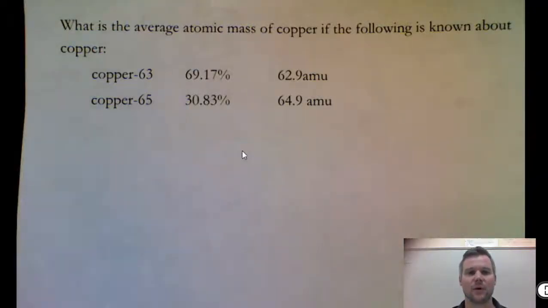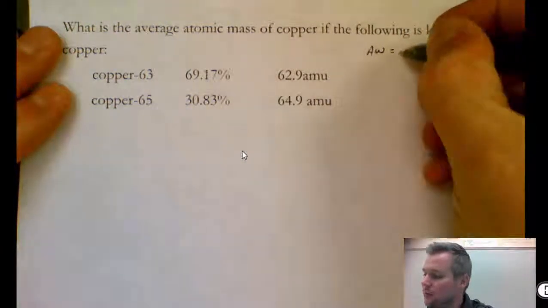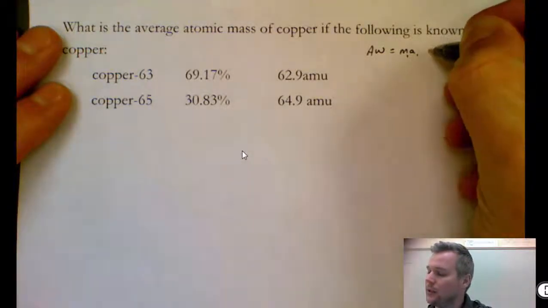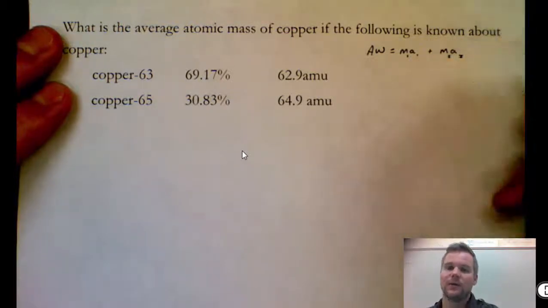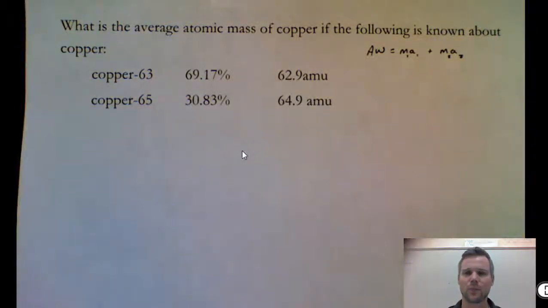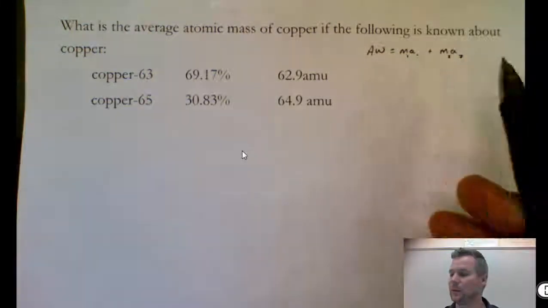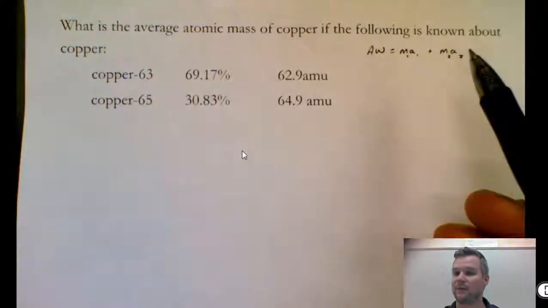So here's an example where we're going to take the formula we just talked about. I'm going to write that down. The atomic weight is equal to mass times abundance of isotope 1 plus mass times abundance of isotope 2. And if we sum those two values together, we're going to end up getting the atomic weight. Now, we have two different isotopes of copper, which is why I only listed mass times abundance two times. If we had 5 isotopes of an atom, we would have to write M times A 5 times.